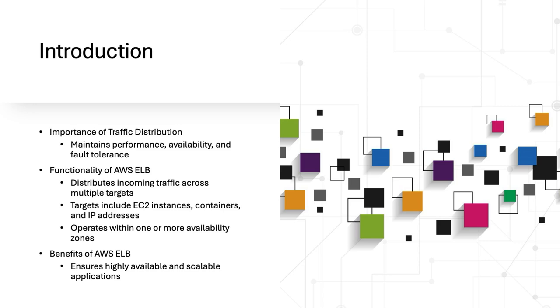AWS Elastic Load Balancing distributes incoming traffic across multiple servers, ensuring performance, availability, and fault tolerance. It supports EC2 instances, containers, and IP addresses with various availability zones, providing highly available and scalable applications.